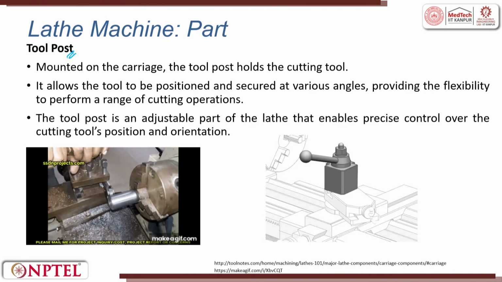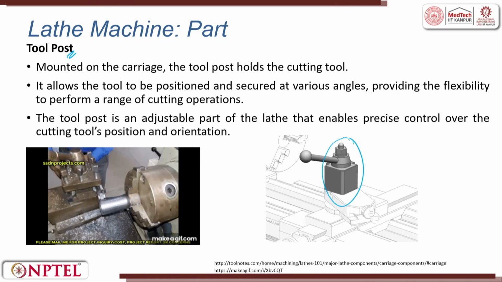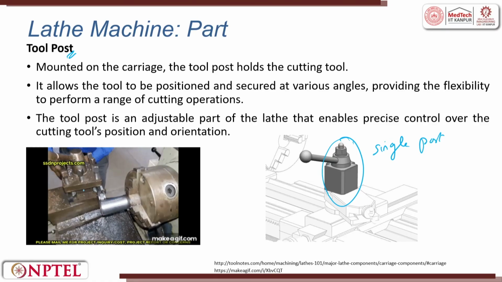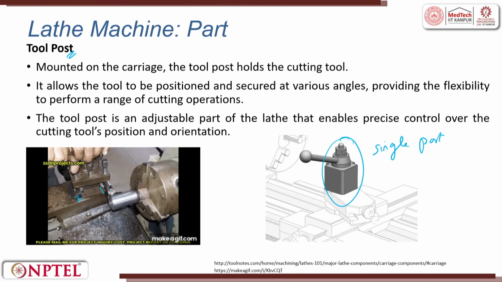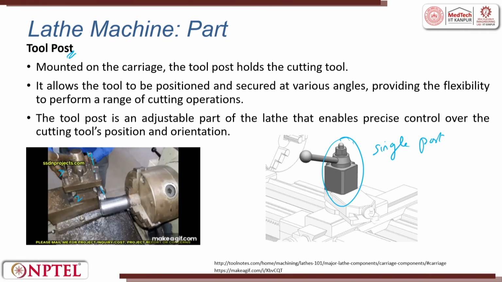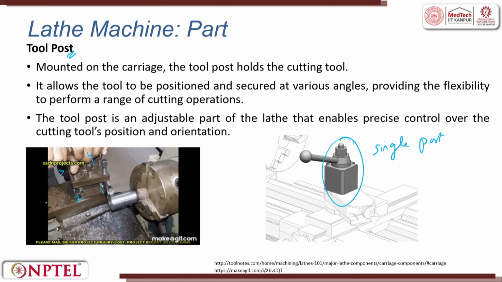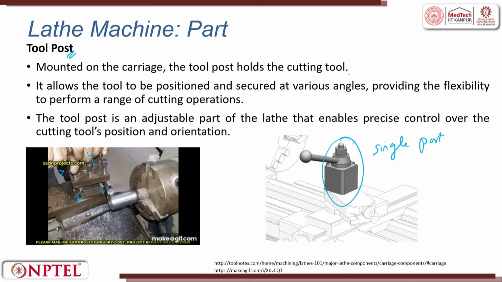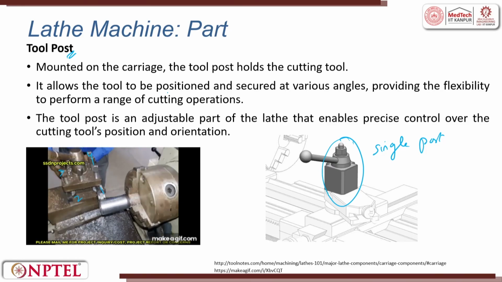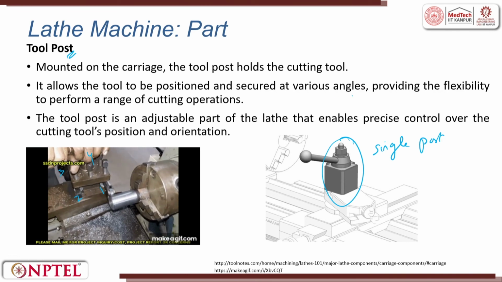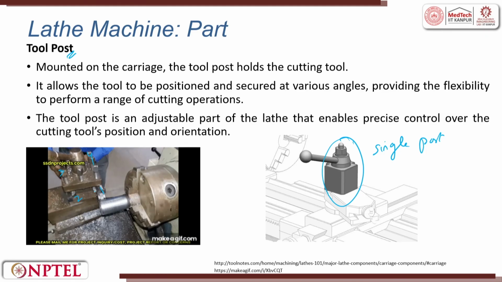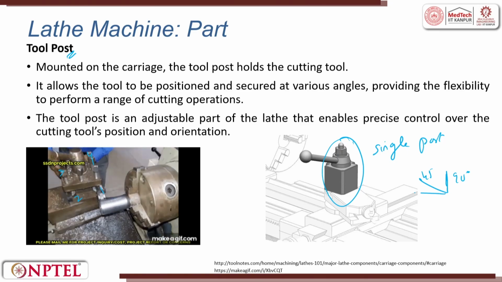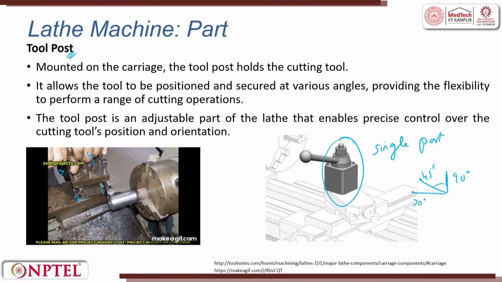Then tool post we have discussed enough. So, here this is a single tool post, and here you can see 1, you can place it here, 2, then 3 and 4. So, there are 4 tools which can be kept on a tool post. This tool post is mounted on the carriage, the tool post holds the cutting tool. It allows the tool to be positioned and secured at various angles. So, you can try to rotate it. So, it can be in 0, it can be in 90 degrees, it can be in 45 degrees, it can be in 30 degrees, it can be any of those angles.